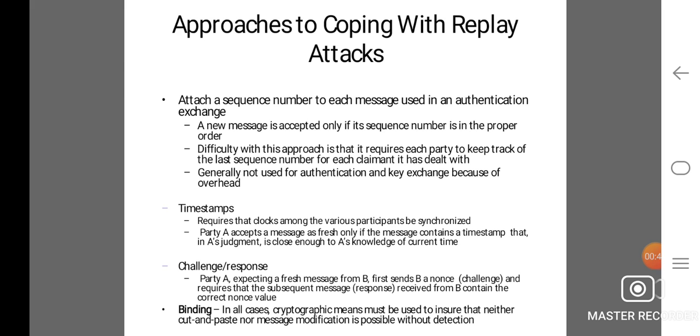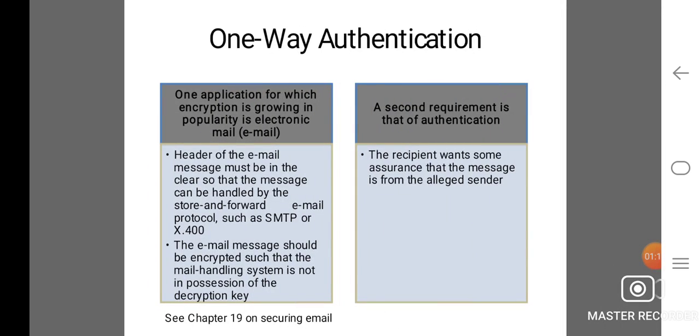Challenge response. Party A, expecting a fresh message from B, first sends B a nonce challenge and requires that the subsequent response received from B contain the correct nonce value. Binding. In all cases, cryptographic means must be used to ensure that neither cut and paste nor message modification is possible without detection. One-way authentication.